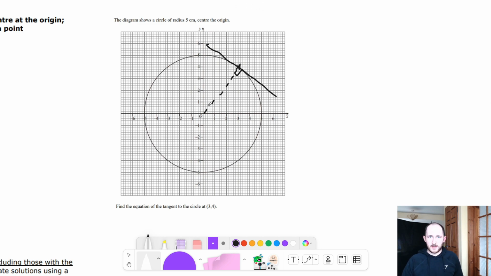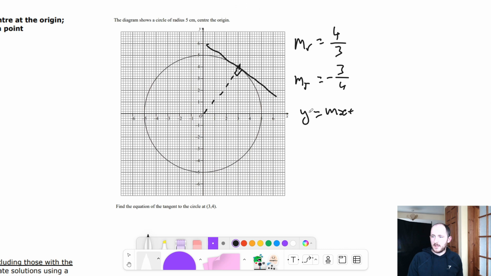So what I can do is work out the gradient of the radius and take the negative reciprocal, so change the sign and do 1 over it. The gradient of the radius, let's call that MR, is just equal to, well, the height is 4 and the width is 3, which means the gradient of the tangent, you flip the fraction and make it the opposite sign, so in this case negative 3 over 4. So y equals mx plus c, and the m at this stage is minus 3 over 4 x plus c.